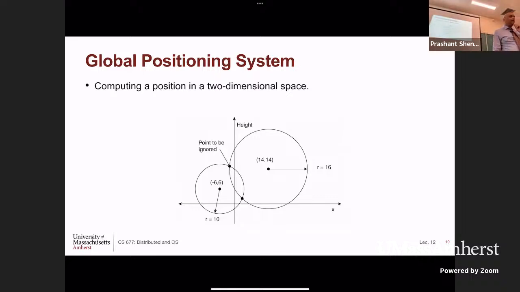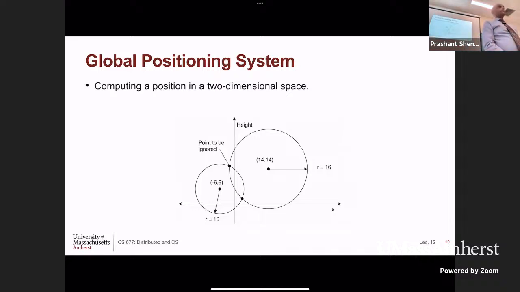Let's say in the case of GPS, what you have are satellites that are at known locations in the sky. Okay, so there are some number of satellites, and we will assume that they are already synchronized with atomic clocks. So these satellites are clocks that are already synchronized, atomic clocks. And these satellites are simply broadcasting their location.